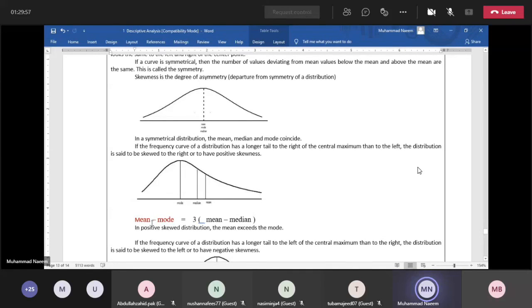So mean minus mode is the larger distance, mean minus median is the smaller distance. How can we equate them? If we multiply the smaller distance by 3, it becomes equal to the larger distance. So in this way we have a relation between mean, mode and median.